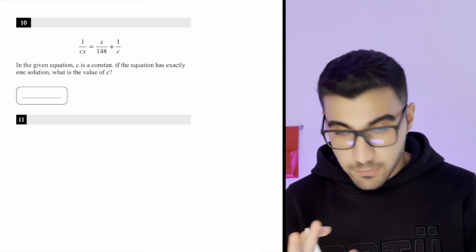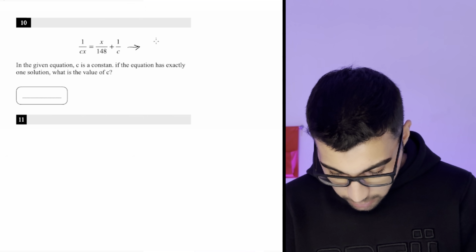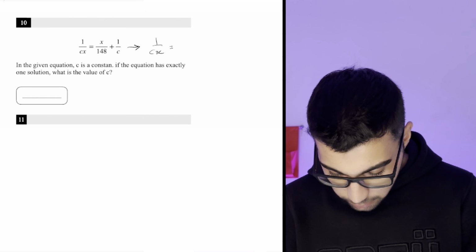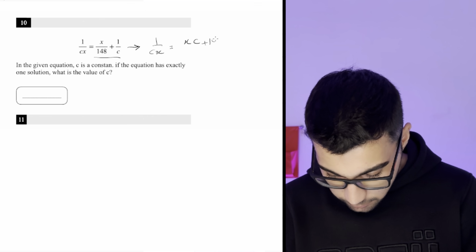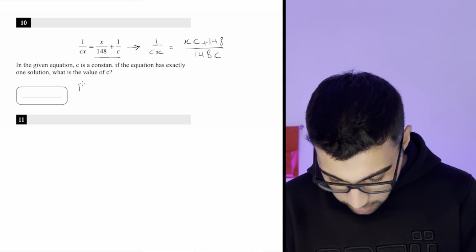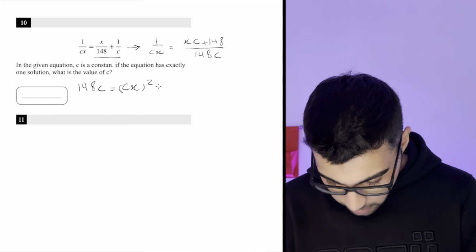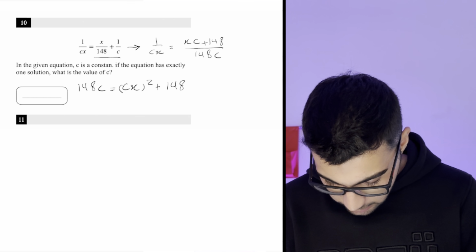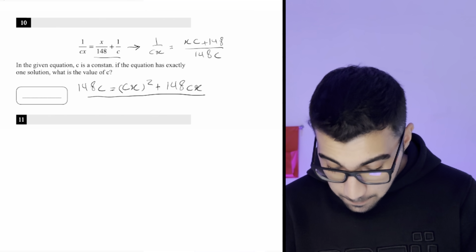So I have to first simplify this equation here. Let's just write 1 over cx equals, taking the common denominator here, (xc plus 148) over 148c. Right? Now let's do cross multiplication. We're going to get 148c equals cx squared plus 148cx. Okay, this is the equation we have.